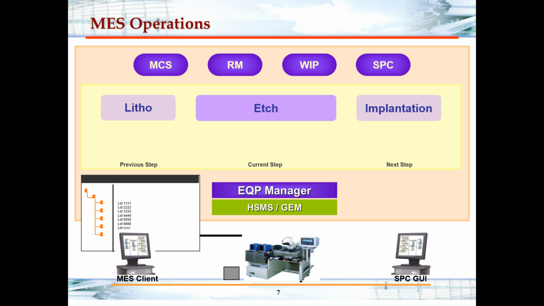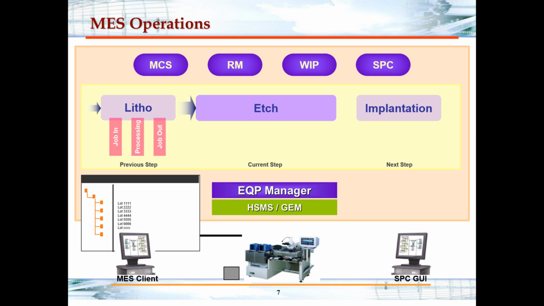This is another example of MES operations. Remember we have equipment here and an equipment manager, which will be the bridge between the equipment and the MES. In the example shown here, the MES has a material control system, recipe management, and tracking such as SPC, and so we have MES operation something like this.